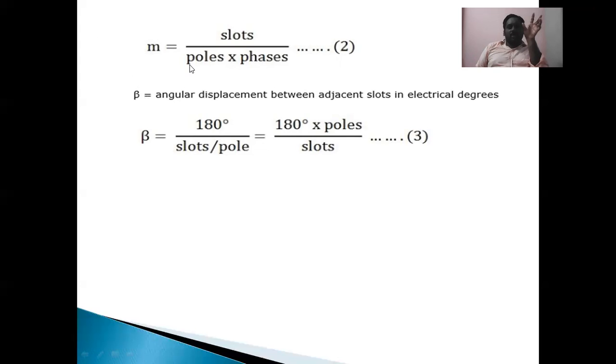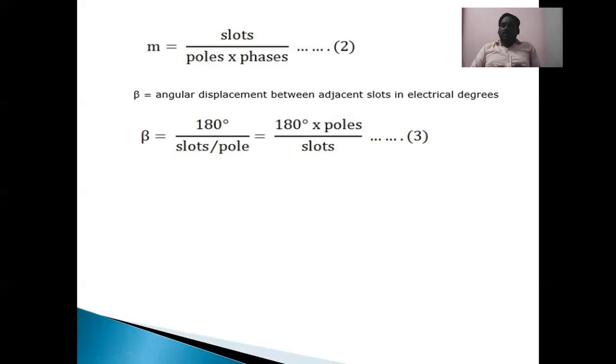For a two pole machine, the number of poles is 2. For three phases, for any pole machine, three phases are mandatory for three phase synchronous generators and alternators. That is why we multiply by 3. And for example, with 20 slots, it is 20. And beta is nothing but the angular displacement between adjacent slots.